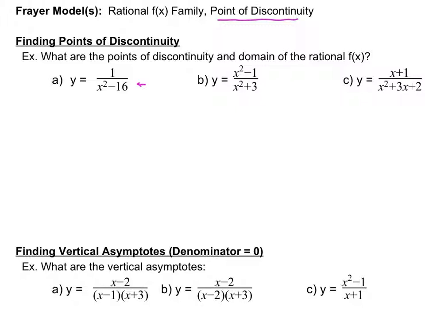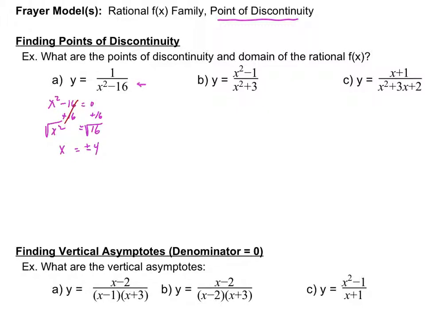Well, looking at the denominator, I have x squared minus 16, and if I make that equal to 0, I can find a point of discontinuity. And of course, just do some simple inverse operations, and that gives me x squared is going to be equal to 16, and then we find the square root of both sides, and x is going to be equal to plus or minus 4. So if x is plus or minus 4, then we are going to be sitting on a point of discontinuity, because my denominator would be equal to 0.